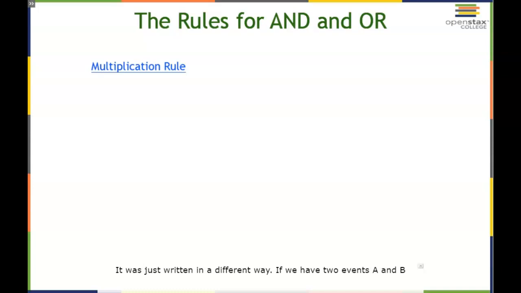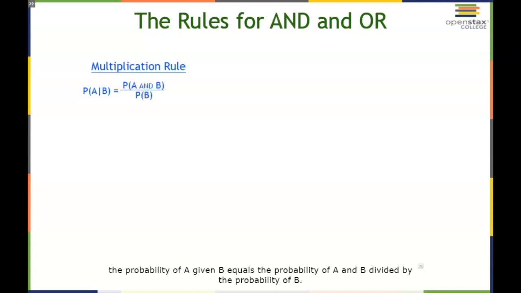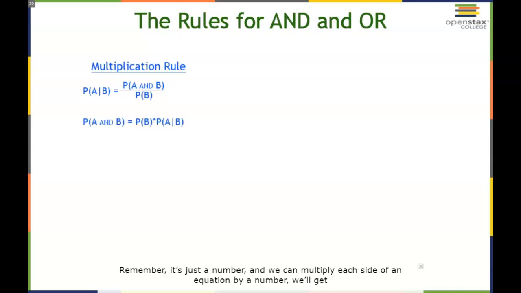So if we have two events, A and B, and we want to know the probability of A given B, our formula was the probability of A given B equals the probability of A and B divided by the probability of B. If we solve this for the probability of A and B, in other words, multiply each side by the probability of B, remember, it's just a number, and we can multiply each side of an equation by a number, we'll get the probability of A and B equals the probability of B times the probability of A given B.